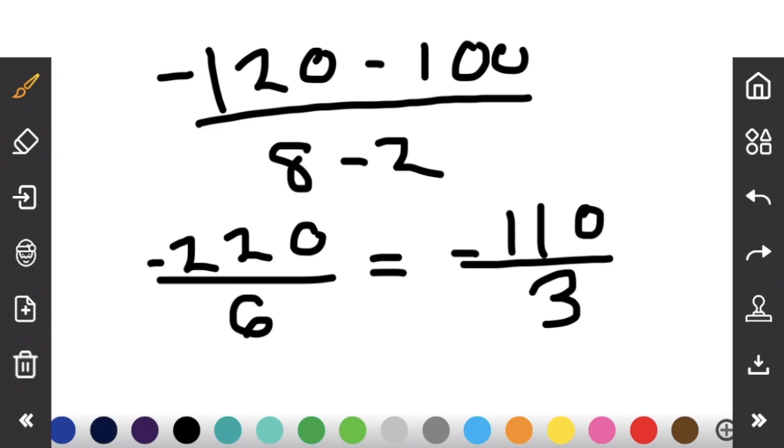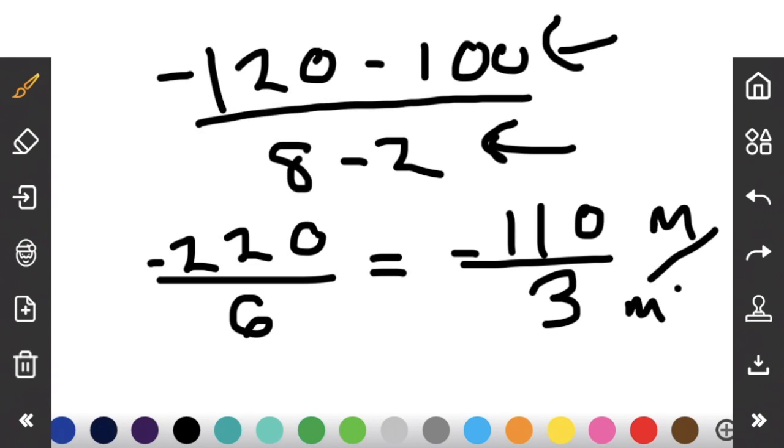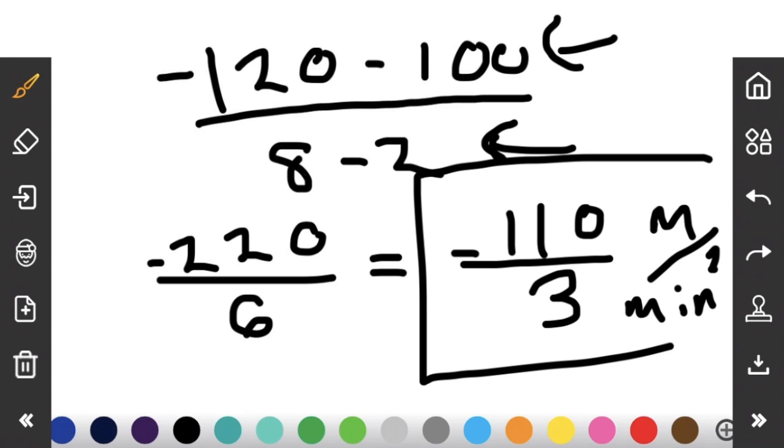And then the units for this would be meters per minute squared, because it would be the velocity, which was measured in meters per minute, over minutes. So the units would be meters per minute squared. And that's part A.